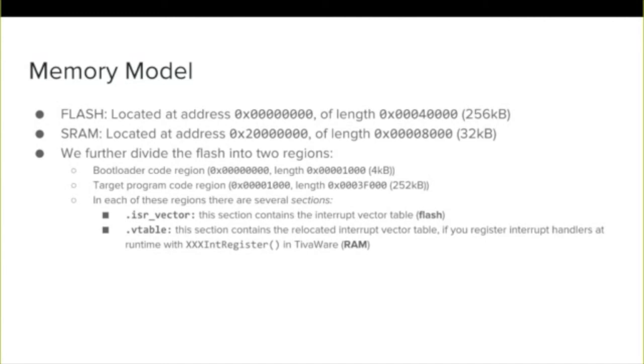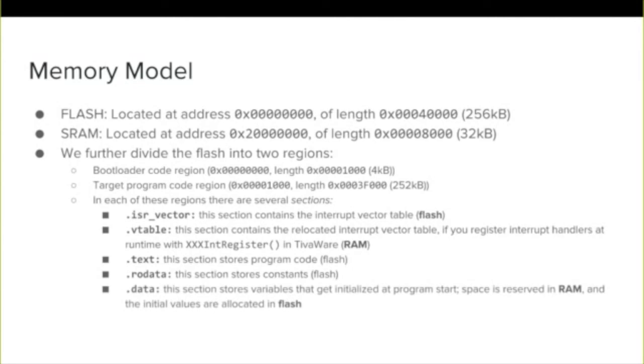Then we have the text section. The text section is in flash, and it contains your program's code. So this contains all your functions, all your loops, and whatever other garbage code you write. No, just kidding. Next is rodata, read-only data. These are all your constants. So if you ever do something like const int blah equals 20, somewhere in rodata there's a value 20, and whenever you refer to blah, you're referring to this thing.